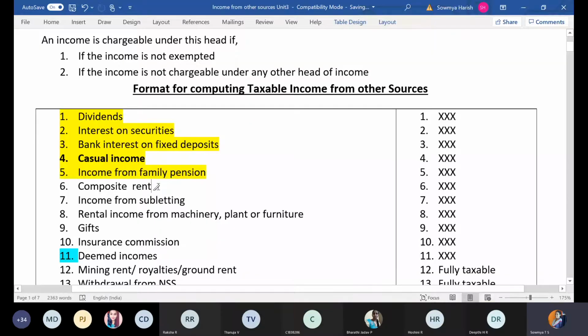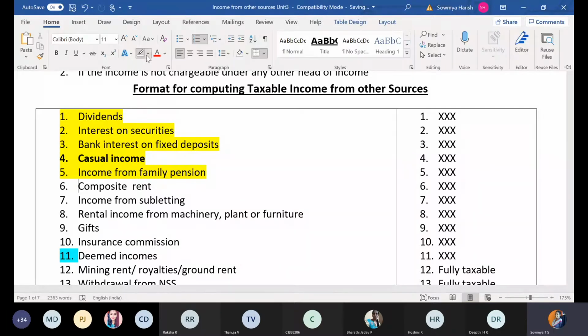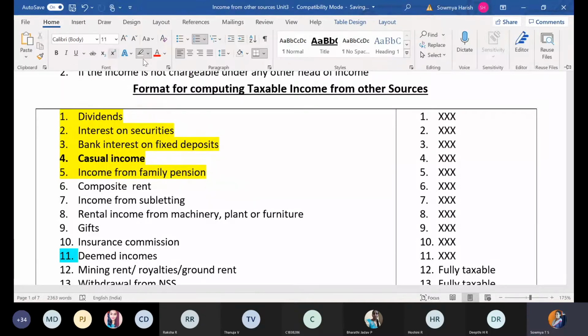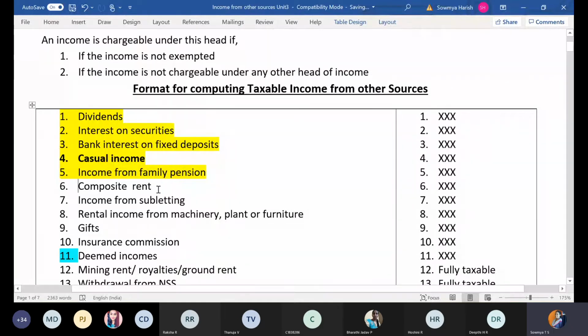Coming to composite rent. What do we understand by composite rent? Have you heard about it, composite rent? Any of you? You all know about rent, right? When you give a house to your tenant for some income, that income is called rent. But how is composite rent different from rent?